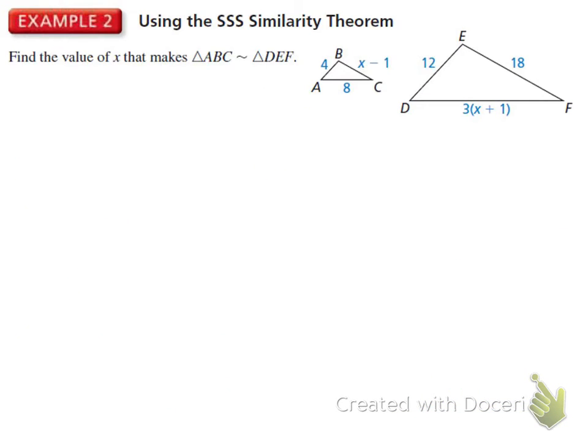When you're ready, there's one more from this section, and then we move on. Find the value of x that makes ABC similar to DEF. What do we know about similar sides? They're proportional. Are they equal? They're not. So we're not setting things equal. We're going to set up a proportion.